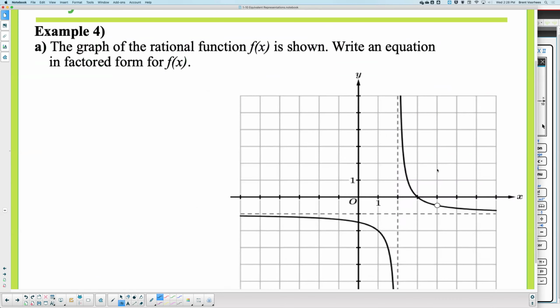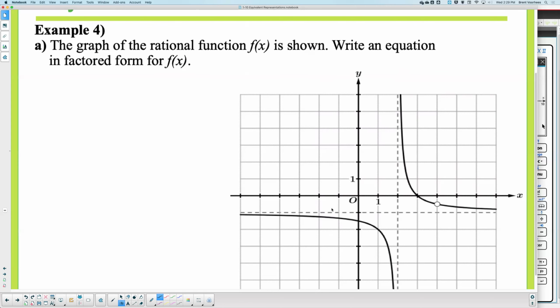All right. Example 4. I've given you a graph. And it says write an equation, and I give away how to do it. If you are looking at a graph, what's the easiest way to write an equation from a graph? Which form? Standard or factored? Factored form. You can write an equation from factored form.